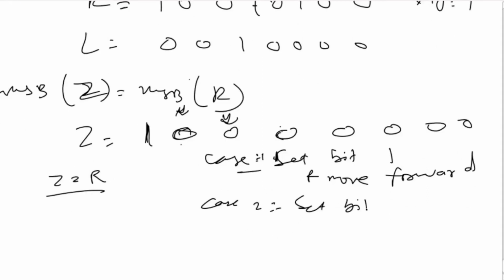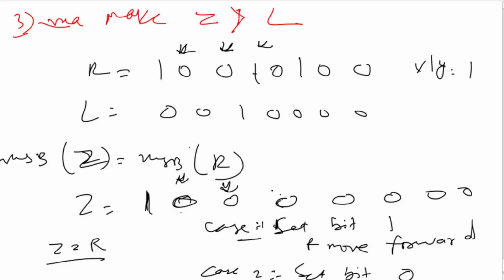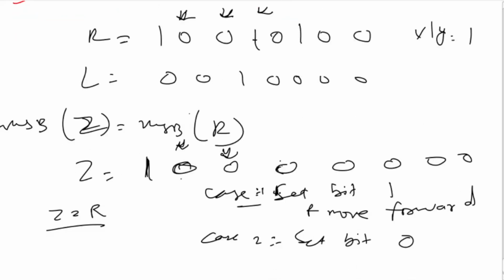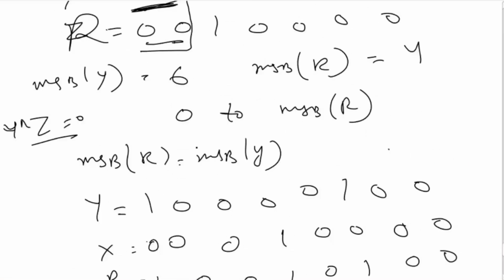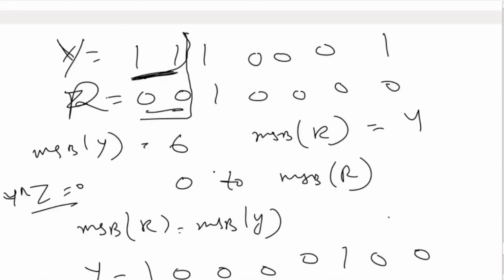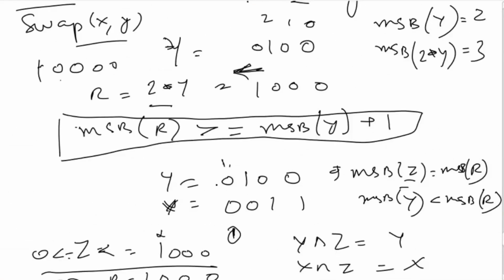Now if we set this bit in Z to 0, then clearly even if we set all these bits to 1, even then our Z will be less than R, because this bit here is set in R and not set in Z. So this is the same result that we used initially to solve this problem. I've told you that, let me check where it was.